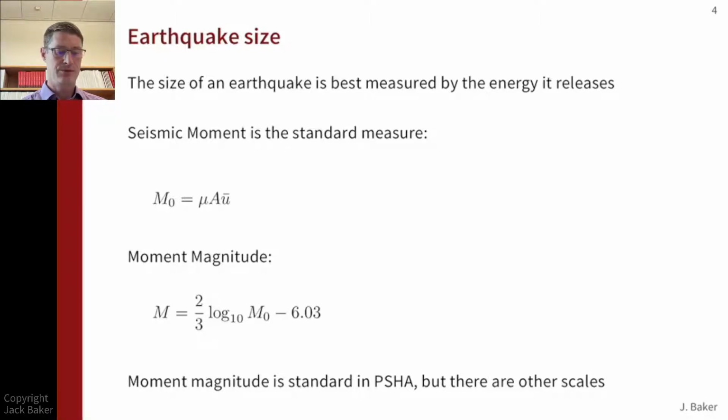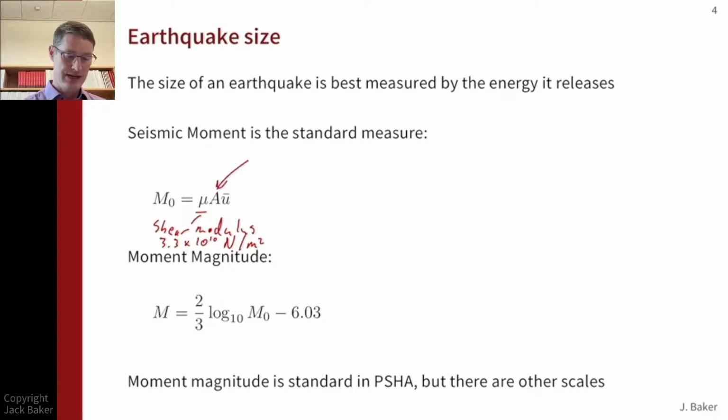And we compute seismic moment. It's the product of three terms. So we have this mu. That is the shear modulus of the rock that is failing, or that is slipping in the earthquake. And a typical value for that in the Earth's crust is 3.3 times 10 to the 10th newtons per square meter. So that's a measure of force per unit area when we have this failure of the rock.